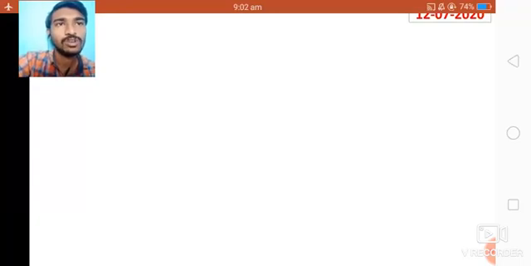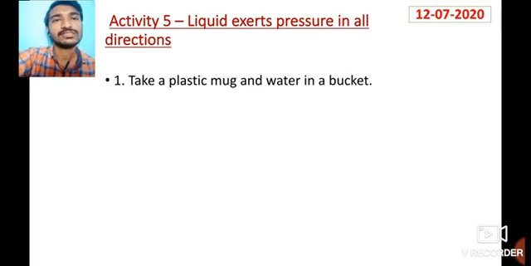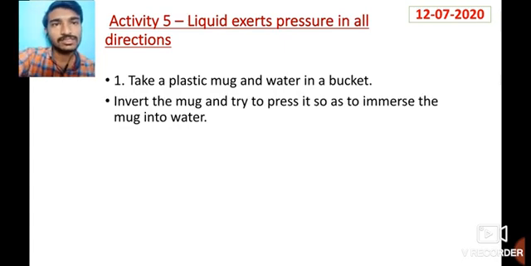Now we have one more activity to understand that liquid exerts pressure in all directions. In this activity we are going to learn that liquid exerts pressure in all directions. First, take a plastic mug and some water in a bucket. You have to take one plastic mug to do this activity. Now pour some water in the bucket.